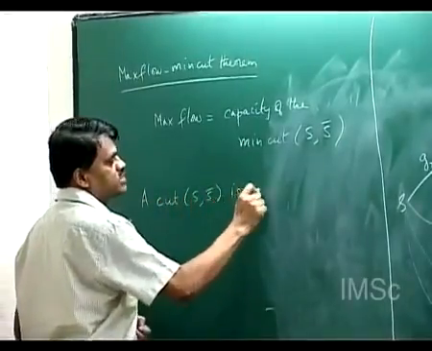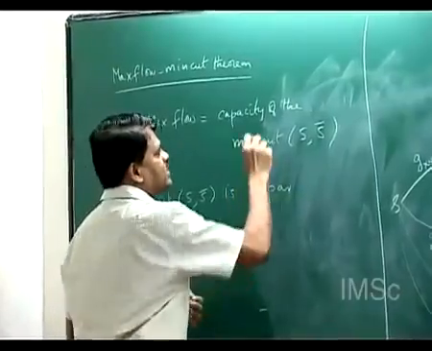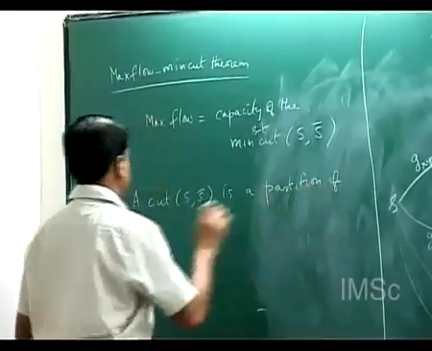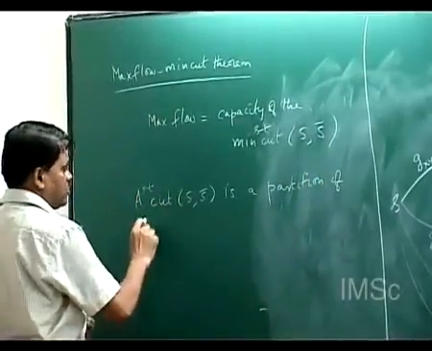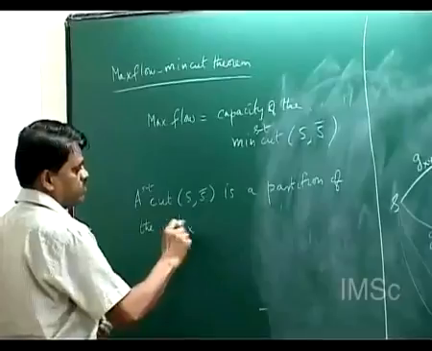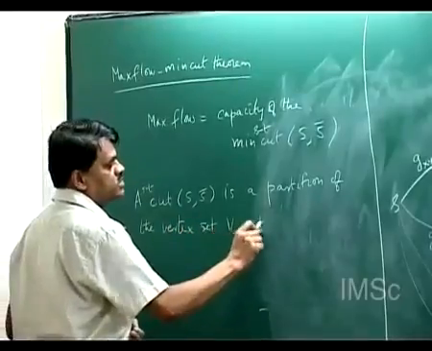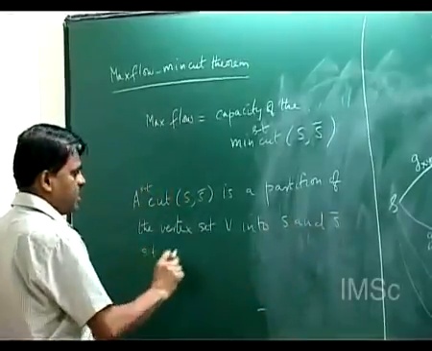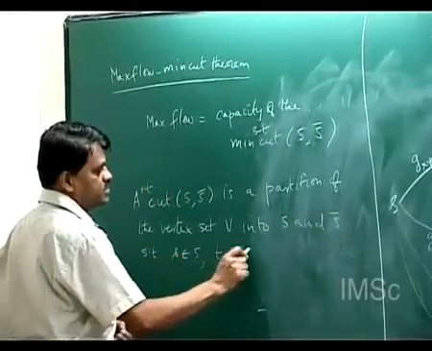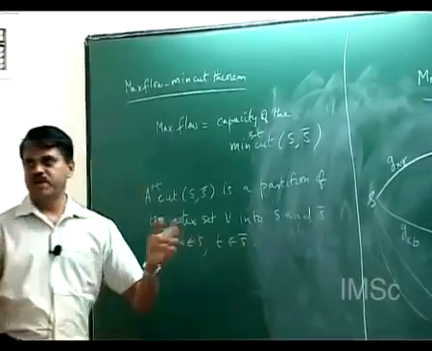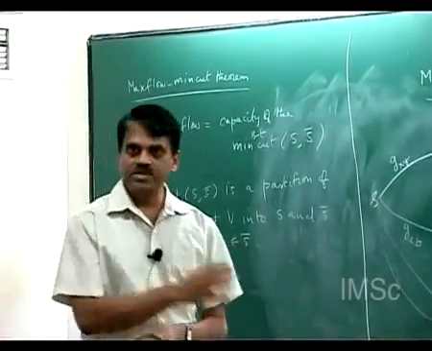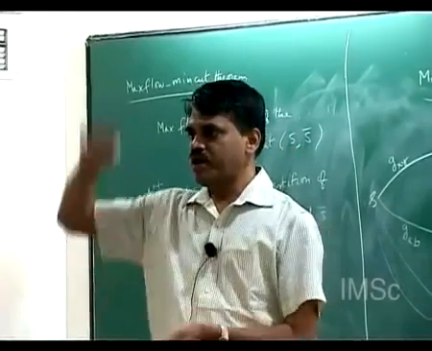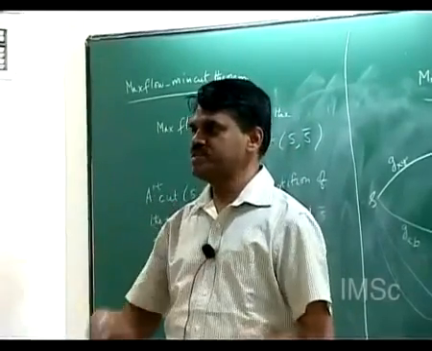A cut is a partition of the vertex set, well, a minimum S-T cut, V into S and S bar, such that s is in S and t is in S bar. Any such partition of the vertex set is a cut, and the capacity of the cut is, look at all edges that go from S to S bar and add the capacity of all these edges, and that is the capacity of the cut.